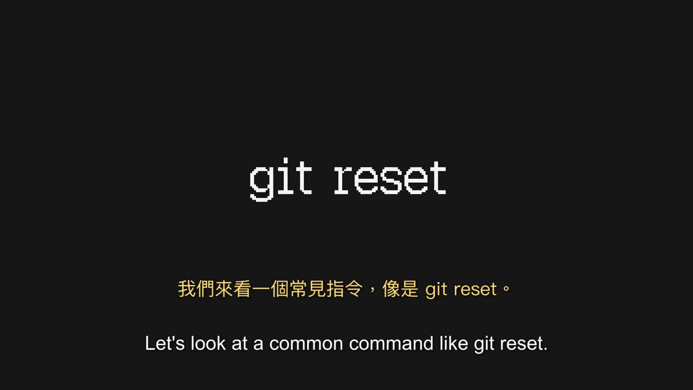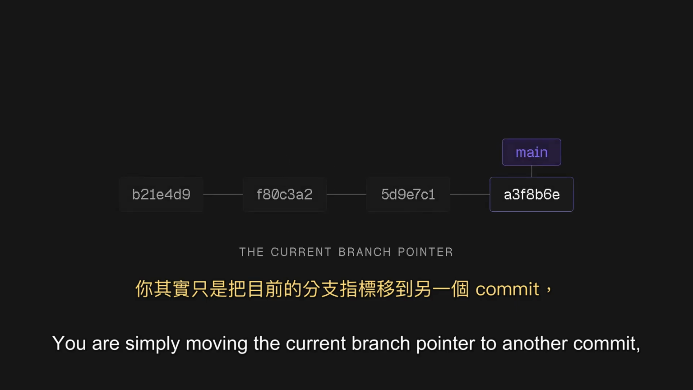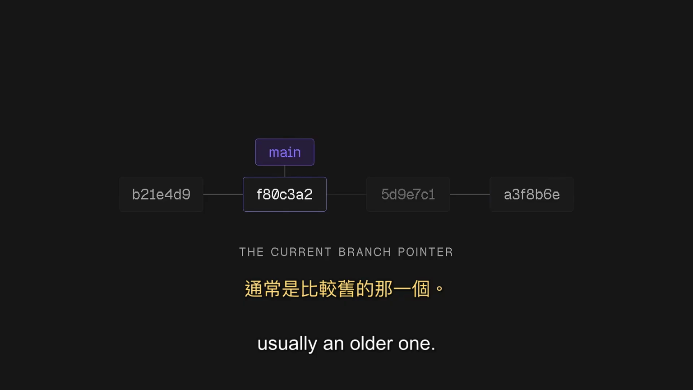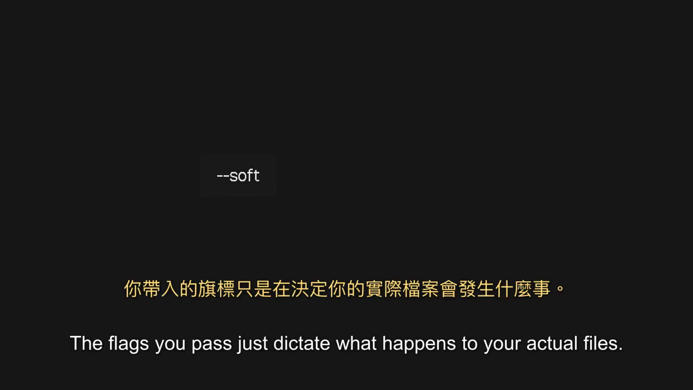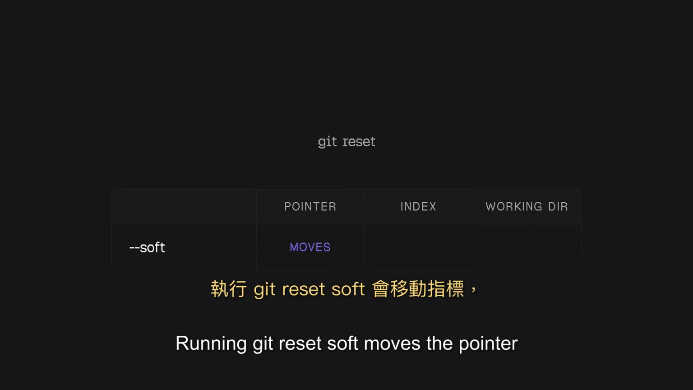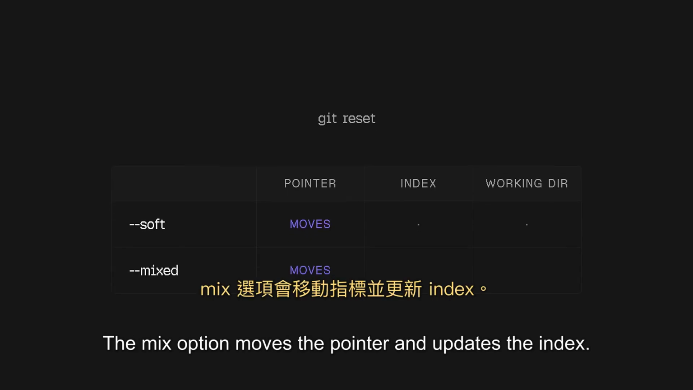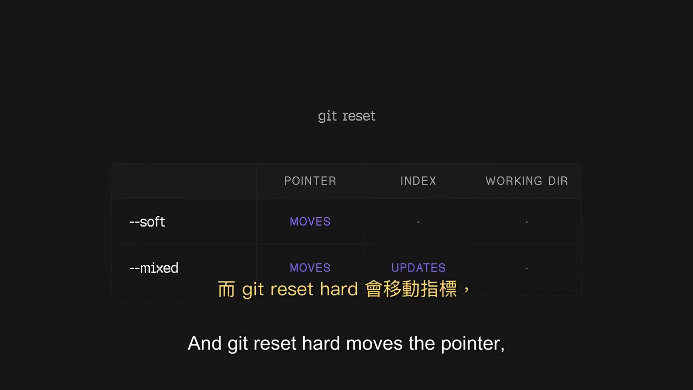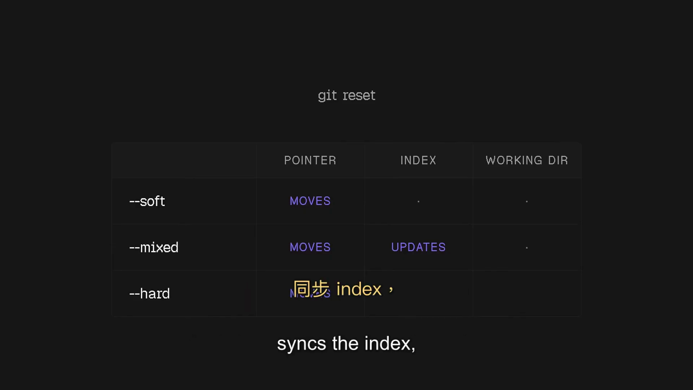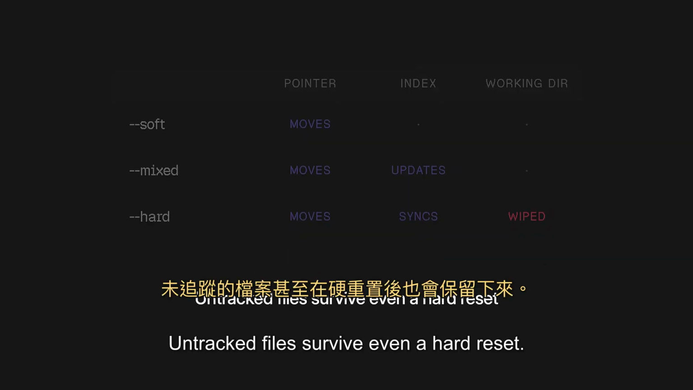Let's look at a common command like git reset. You are simply moving the current branch pointer to another commit, usually an older one. The flags you pass just dictate what happens to your actual files. Running git reset --soft moves the pointer but leaves your index and working directory alone. The mixed option moves the pointer and updates the index. And git reset --hard moves the pointer, syncs the index, and completely wipes your uncommitted changes in tracked files. Untracked files survive even a hard reset.